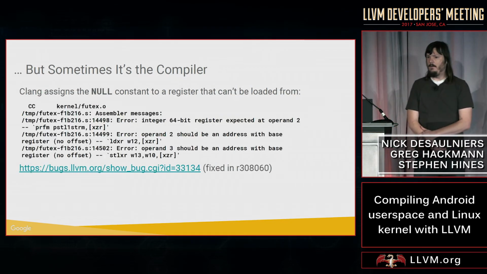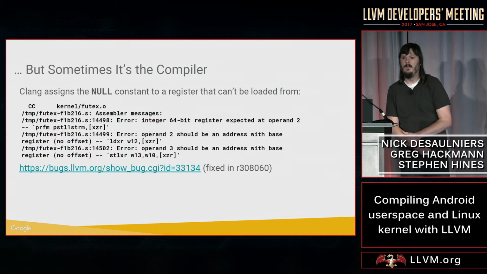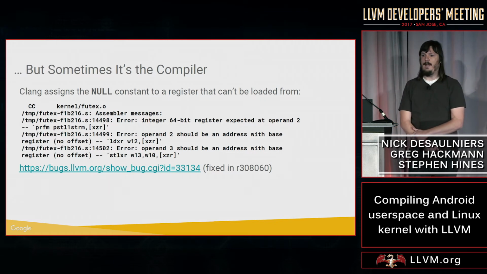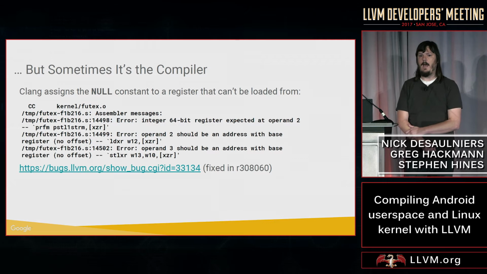So Clang had what would have been a very clever optimization, where it basically assigned that null pointer constant to a particular register that always reads 0. The problem is that you can't actually load from that register like it's a pointer. And so when you tried to build this kernel, this module, if everything aligned correctly, then it would emit this code with an invalid register assignment, and basically the assembler would say, I don't know what you're trying to do.